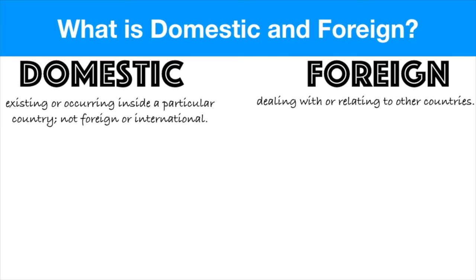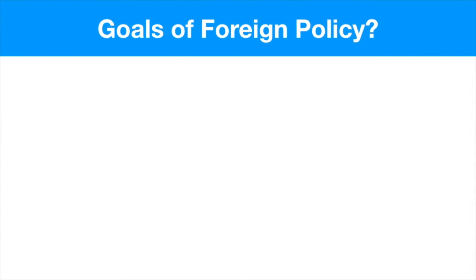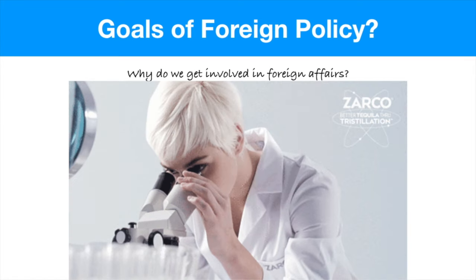And then on the flip side, we have the word foreign. All of us know what that word means already, but get ready to use it when we apply it to the word policy. So foreign, remember, would be the opposite of domestic, and that's dealing with or related to anything outside of our nation. Now that we have those simple definitions out of the way, we can move on to identifying what our goals are when we use foreign policy.